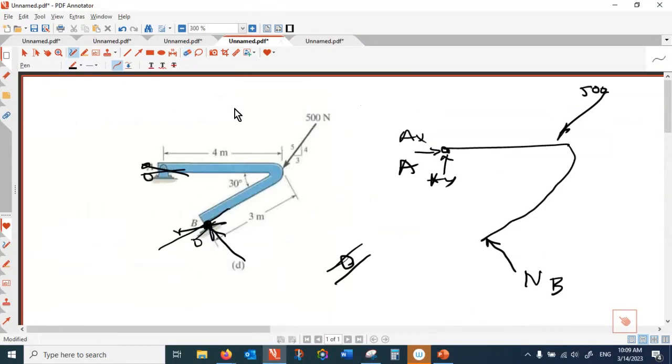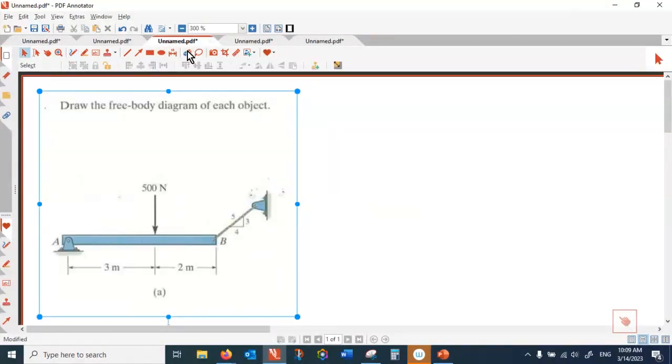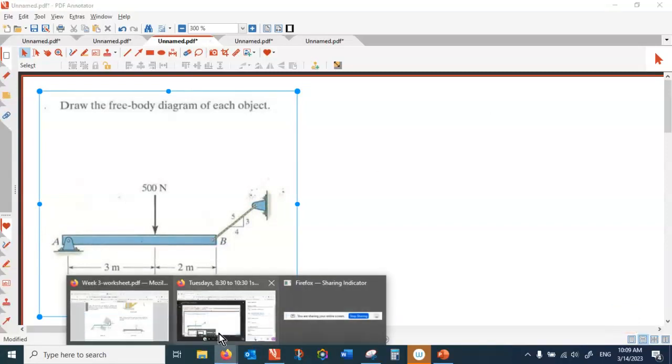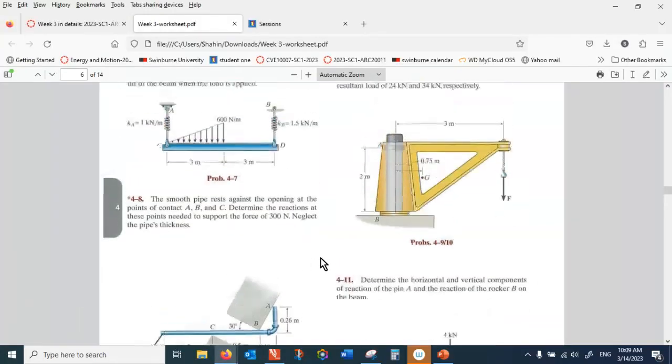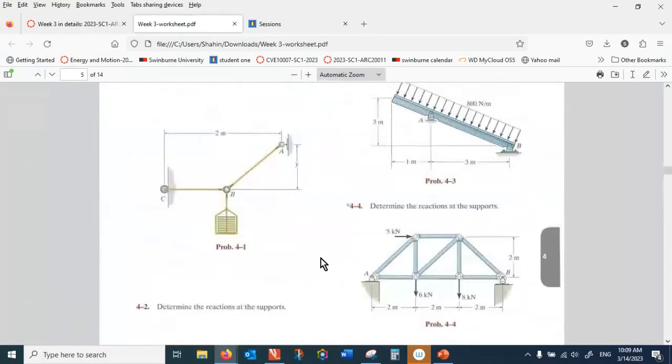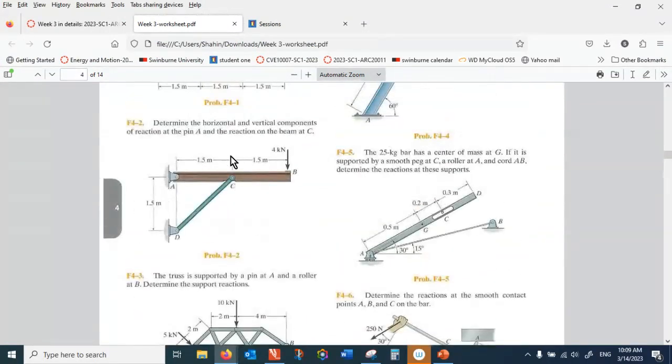Let me take you to the previous example. Where did I put it? Here, how many rigid bodies are there? 2. One is the beam, one is the rope, right? Let me take you to another example. So the problem, this one, 4-2. How many rigid bodies are there? 2. AB and DC, right?